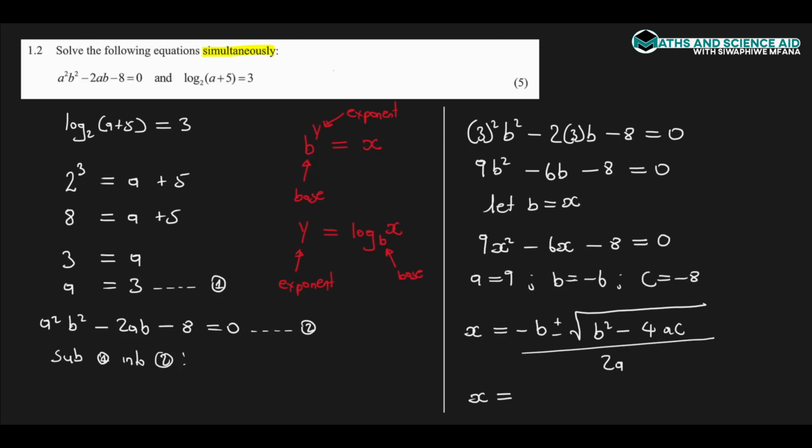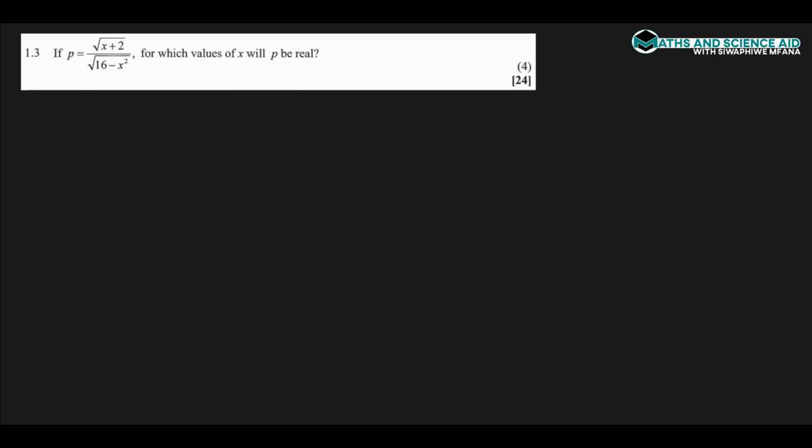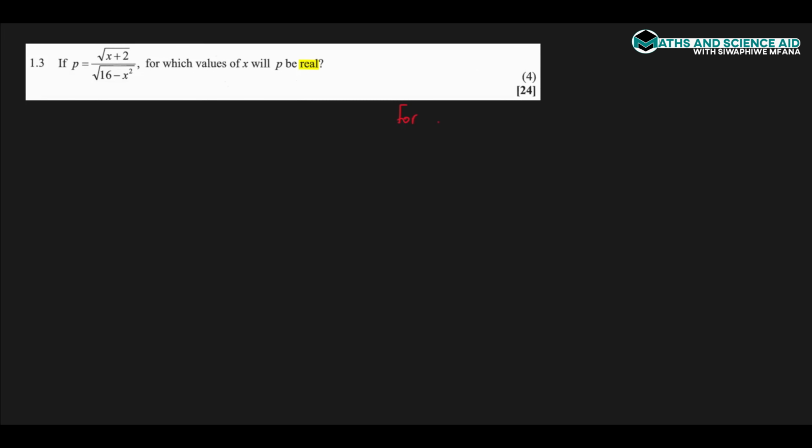Now let us move to 1.3. 1.3 says if p is equal to the square root of x plus 2 divided by the square root of 16 minus x squared, for which values of x will p be real? Okay, let's think about what are real numbers. And let us relate that to the equation of p that they have given us. Well, the first thing to note is that p has got terms which are under a square root.